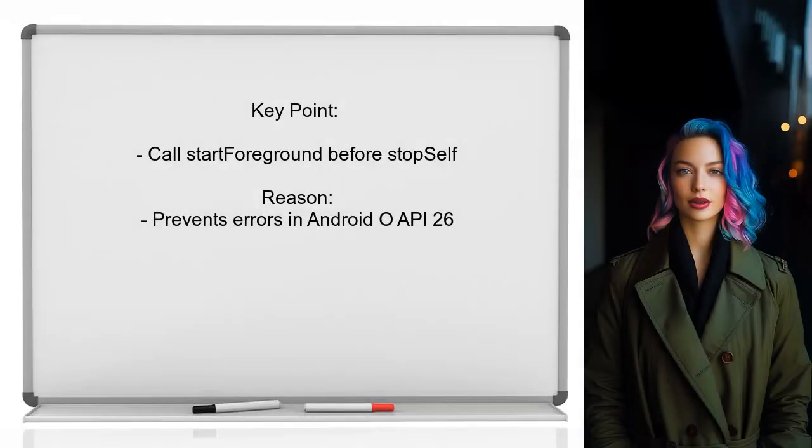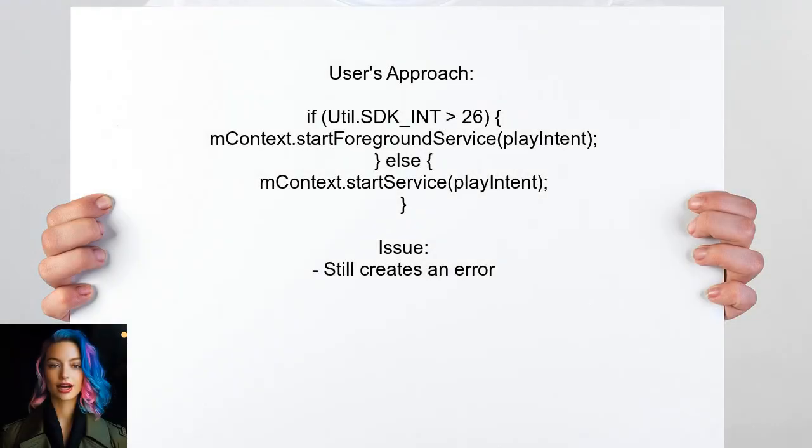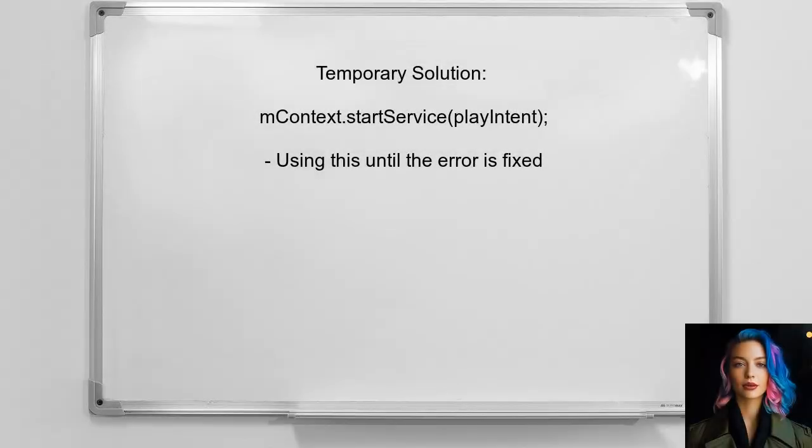This user points out that if you stop the service immediately, you still need to call startForeground before stopSelf, even if the service isn't running long enough to trigger an ANR. They also mentioned trying an approach that checks the SDK version to decide whether to use startForegroundService or startService, but they still encounter errors. As a temporary solution, they are using startService directly until the error is resolved.